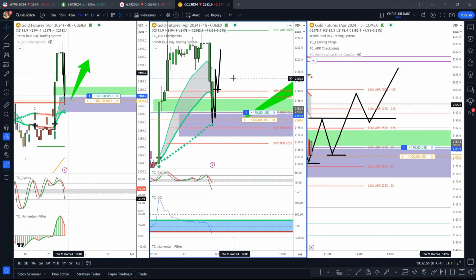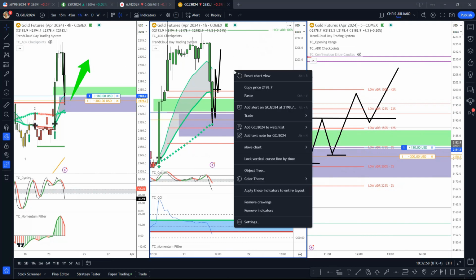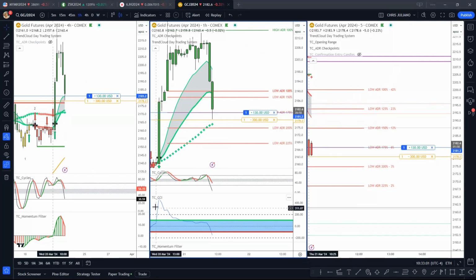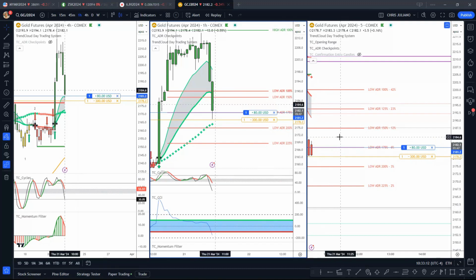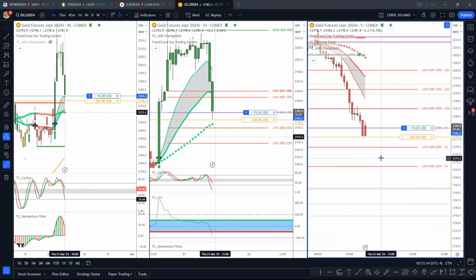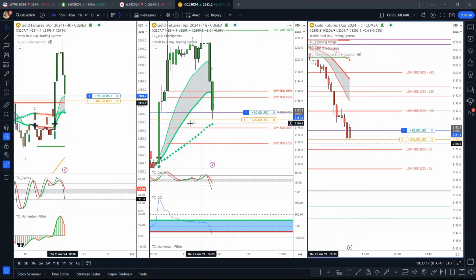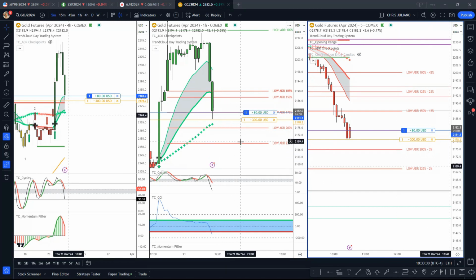You've got these ADR checkpoints. Let me clear that. Got those ADR checkpoints. We thought maybe it wants to come down, hit the 50 simple. Not sure. Supply and demand zones are very powerful along with these ADR checkpoints, especially when they are inside of a demand zone. They become very powerful reference points. So let's see if we can survive this.